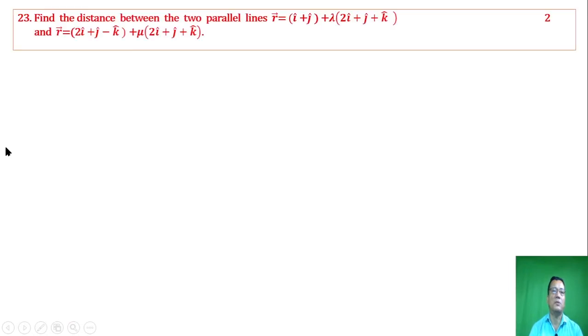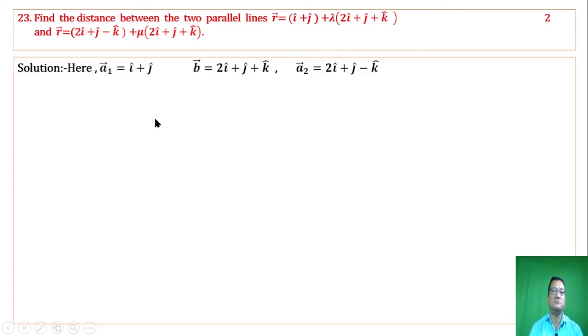23. Find the distance between the two parallel lines, this and this. These two lines are parallel as this equal to this equal to this, or this is proportional to the coefficients of i, j, k in this, equal proportionate to this. Here a1 is this, b is this, and a2 is this. We have to find out a2 minus a1, we get i cap minus k cap.